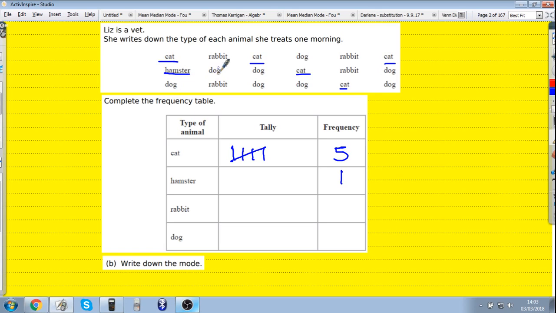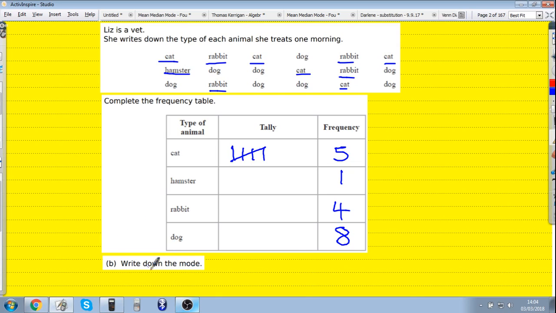What is next? Rabbit. How many rabbit is there? 4. And there's 8 dog. Okay. And part B, write down the mode. Don't you have to like add them up and then divide it by 4? Well, you can't add up dog plus dog. Oh, I mean like the frequency. Sorry. That's mean.